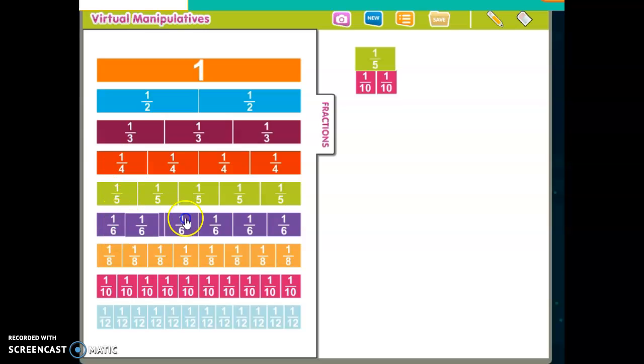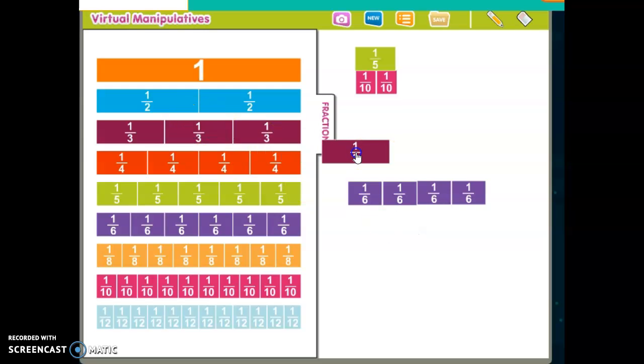4/6. 1, 2, 3, 4. So I need to think to myself, okay, what number is related to 6? Well, I know I can count by 3s to get to 6. There's an option. I also know I can count by 12s to get to 6. So maybe some of you also found this option.